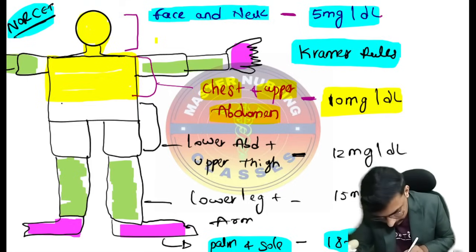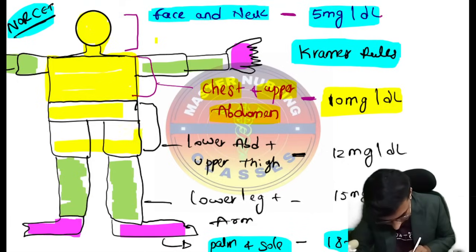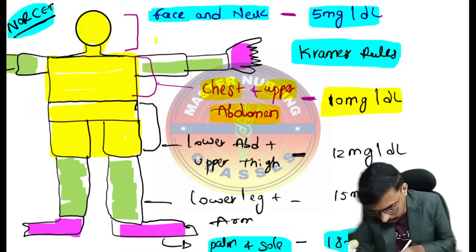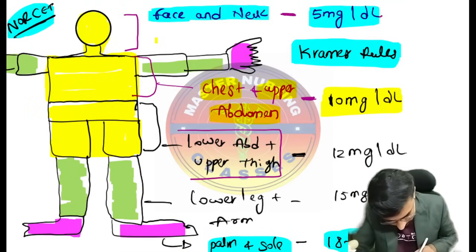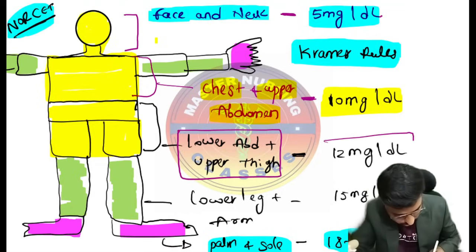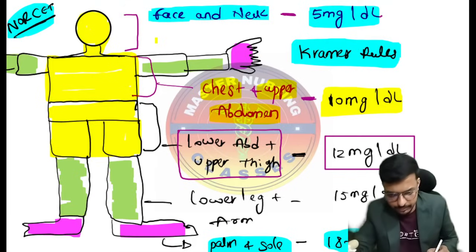So in case the upper thigh and lower abdomen is yellow in color, or yellow discoloration, that's very important. Lower abdomen and upper thigh yellow in color means the amount of the bilirubin will be 12 milligram per deciliter. Okay, so this is the amount of the bilirubin, very important, do remember.